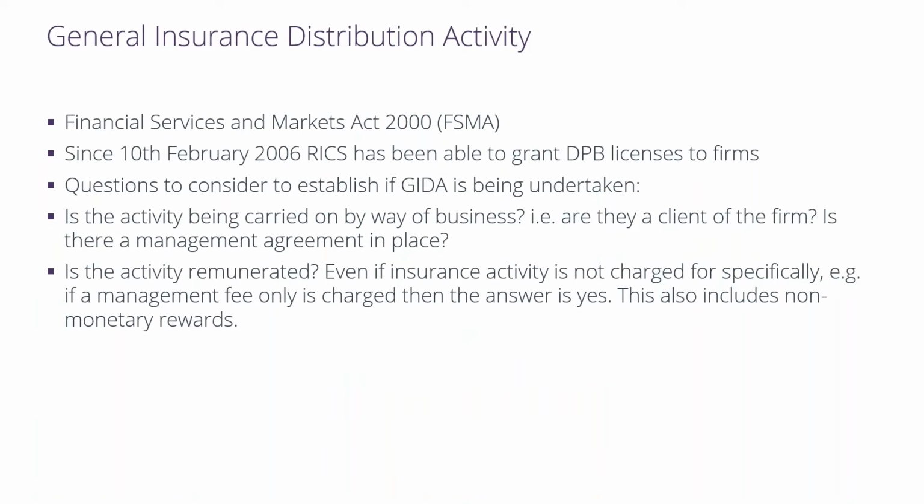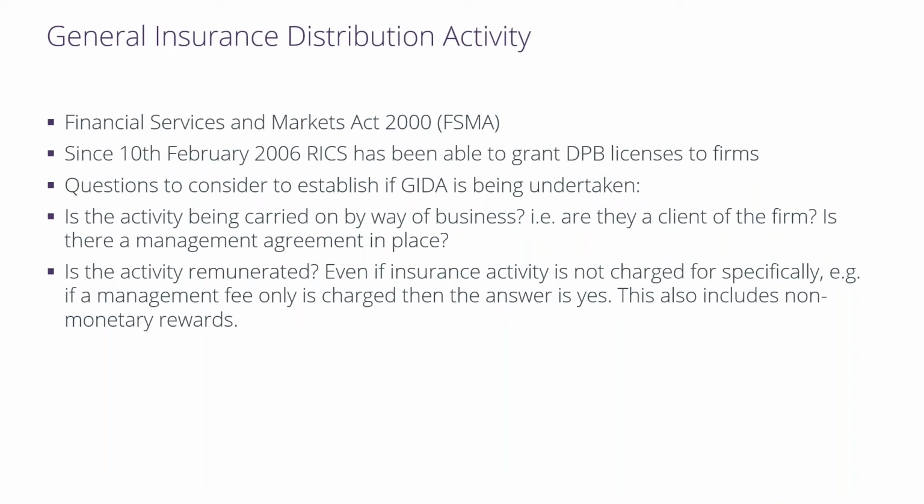Firstly, some background context. Since 14th of January 2005, general insurance intermediaries have had to be authorised or exempt from authorisation by the FCA. There is also a limited exemption for professional firms whose regulatory body has been designated as a DPB under Part 20 of the Financial Services and Markets Act 2000. This exemption regime is designed to exclude professional firms which are not carrying on mainstream financial services activities from the requirements to be authorised by the FCA.